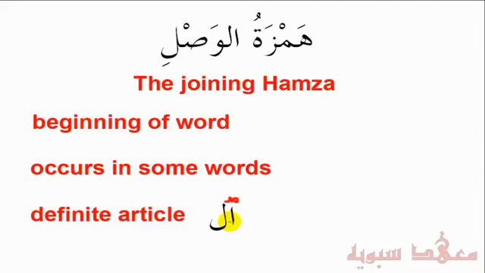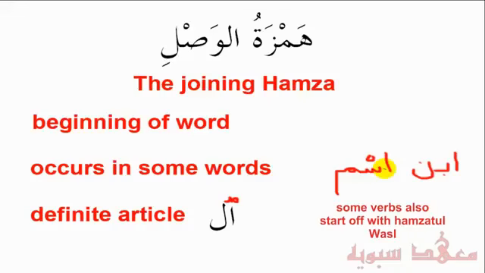But when I mean it occurs in some words without the definite article, because when you put the definite article in any word, it will start off with Hamzatul Wasl. Now, some of the common words that have Hamzatul Wasl are, for example, ibn. So ibn means son, or ism. And the words, for example, imra'a, woman.